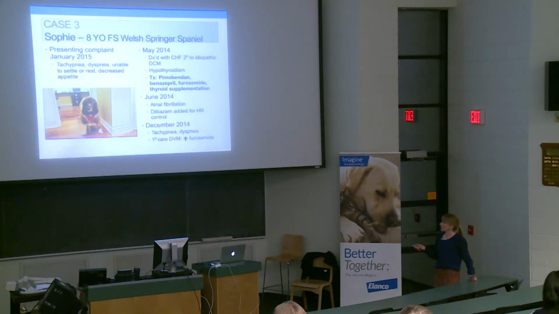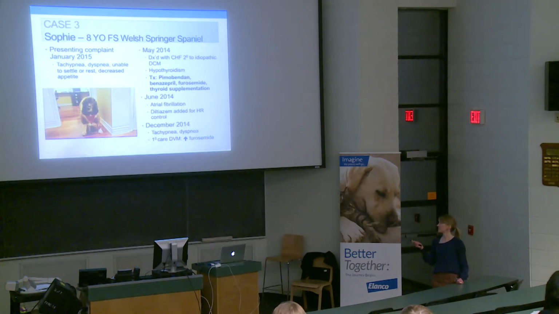During the course of her management, she developed atrial fibrillation. Interestingly, that did not result in appreciable worsening of her heart failure signs. It was rather incidental on a routine recheck that she'd flipped into atrial fibrillation. She was a bit on the tachycardic side, so we added diltiazem, a calcium channel blocker, for her heart rate control. And we had rechecked her.